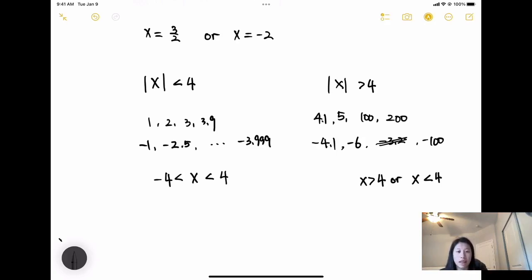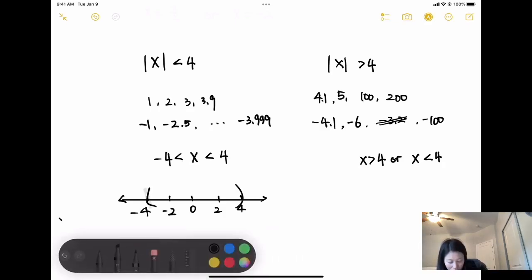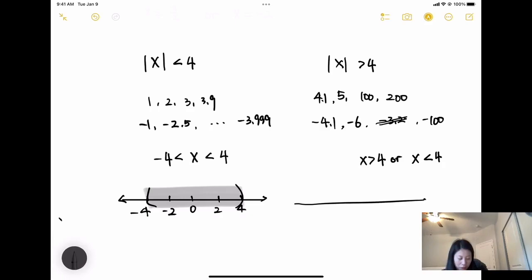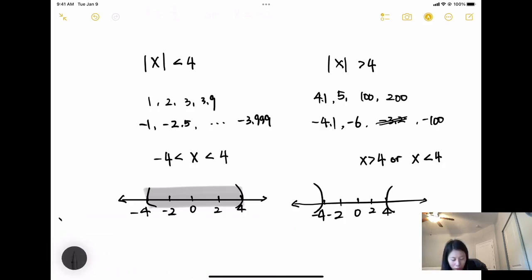Now let's try to draw a number line, and what does it look like? If the absolute value of x is less than 4, that means x is going to be in between this interval from negative 4 to 4, parentheses, not a bracket. But if I tell you that the absolute value of x is greater than 4, that means x is going to be either greater than 4 or less than negative 4. Try to think about that.